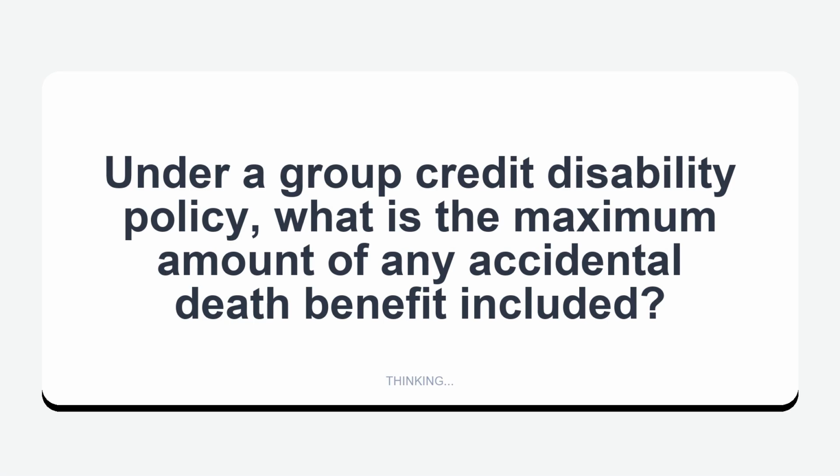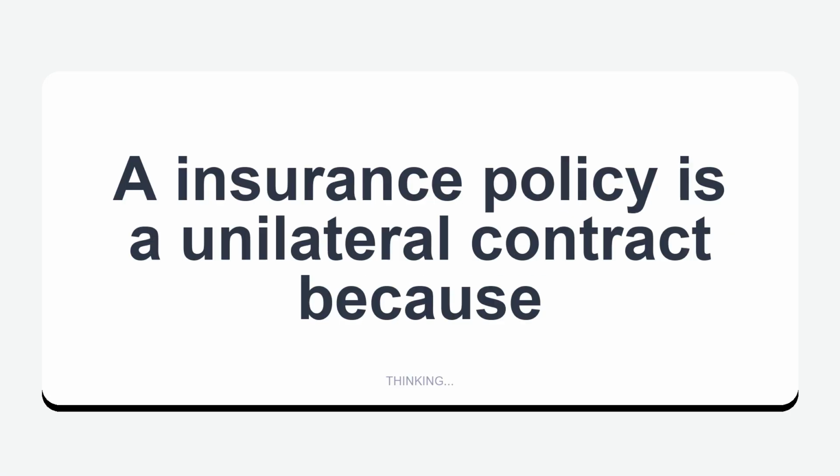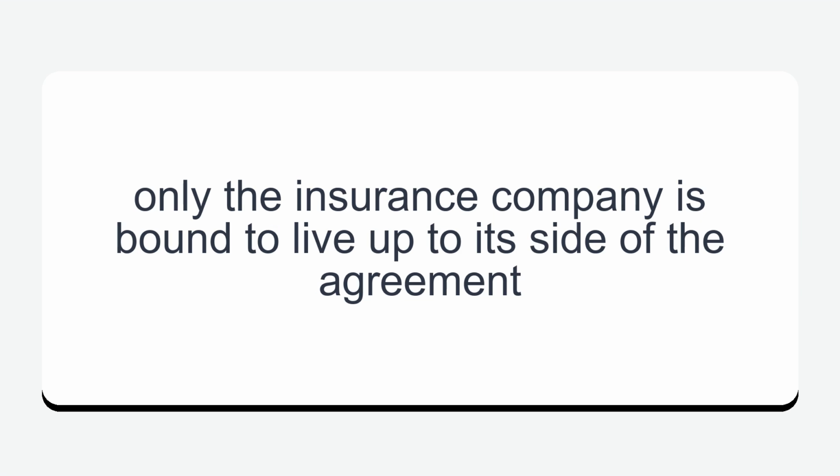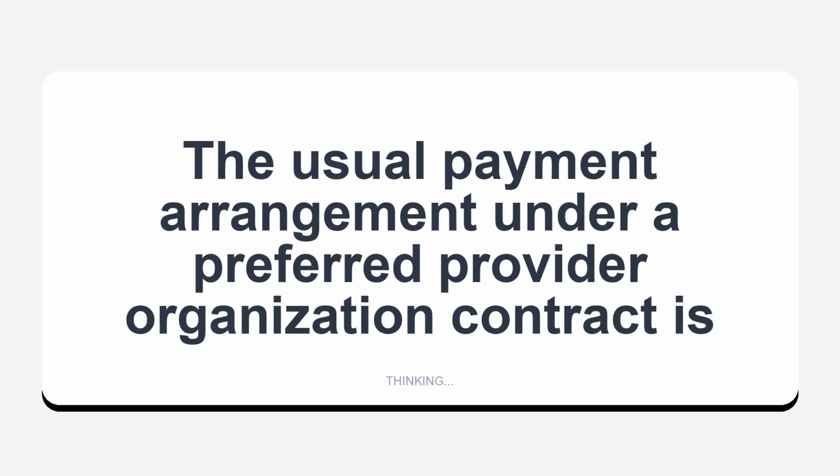Under a group credit disability policy, what is the maximum amount of any accidental death benefit included? A specified multiple of the monthly loan payment. An insurance policy is a unilateral contract because only the insurance company is bound to live up to its side of the agreement. The usual payment arrangement under a preferred provider organization contract is a fee for service.